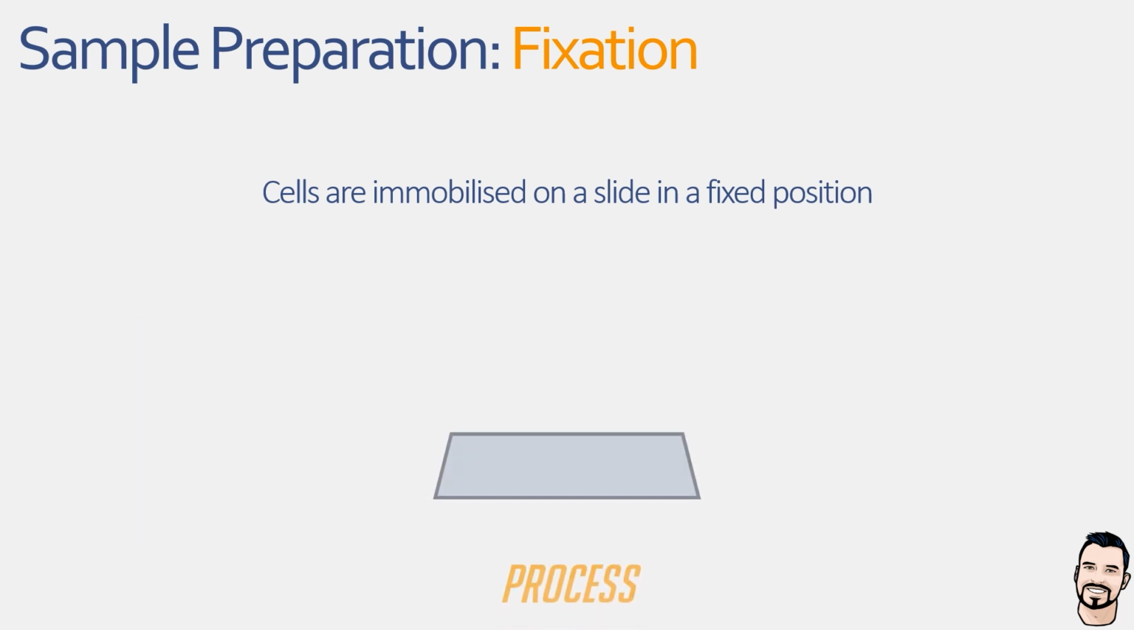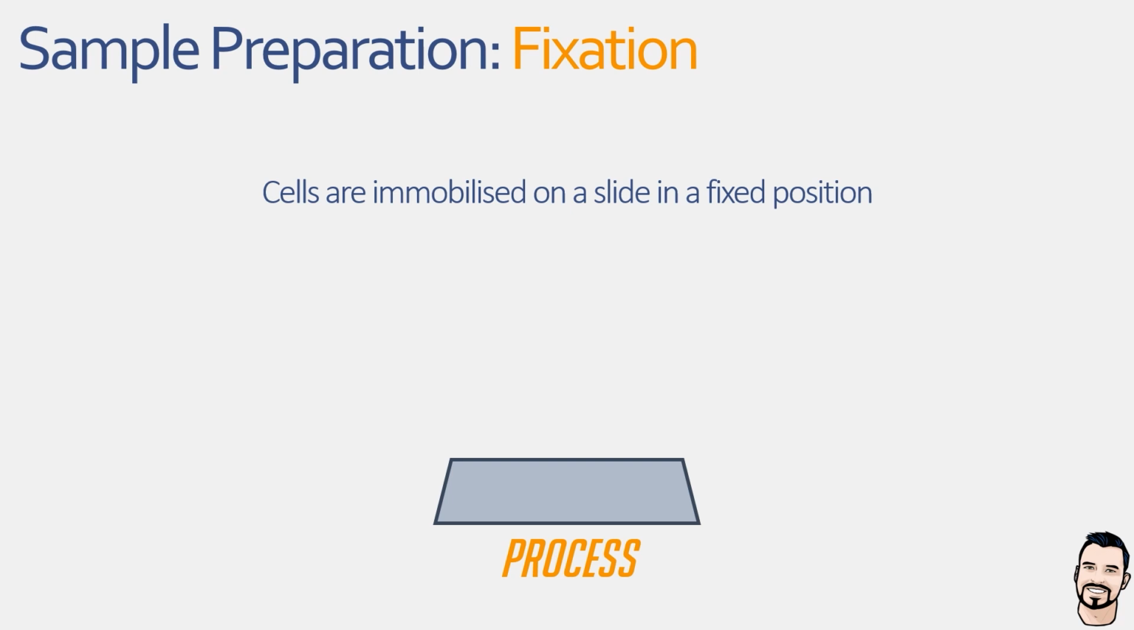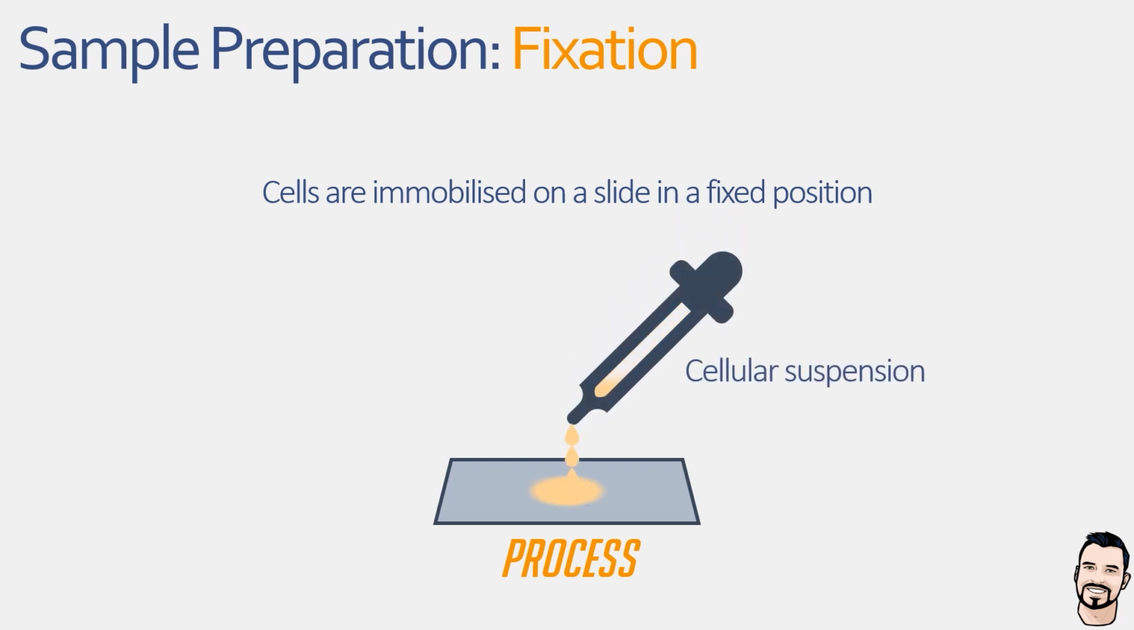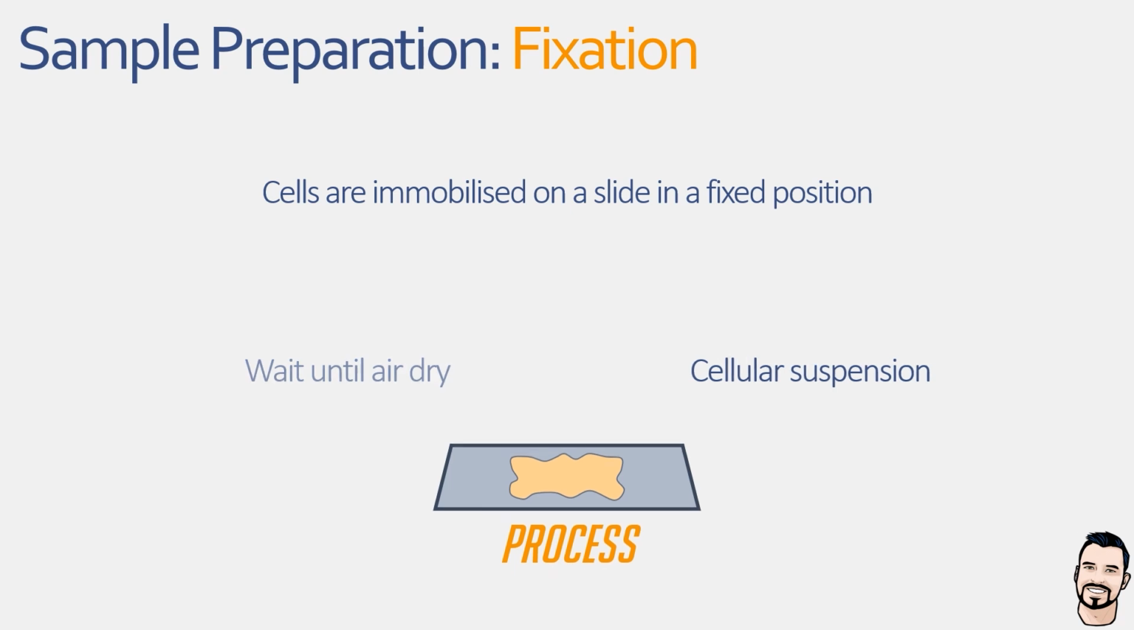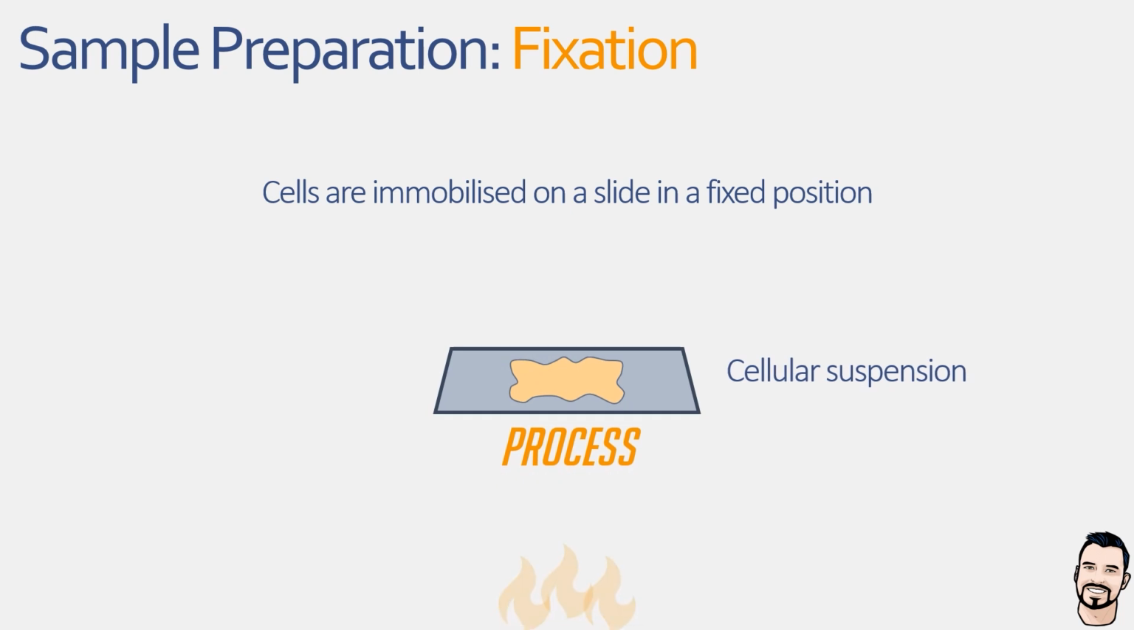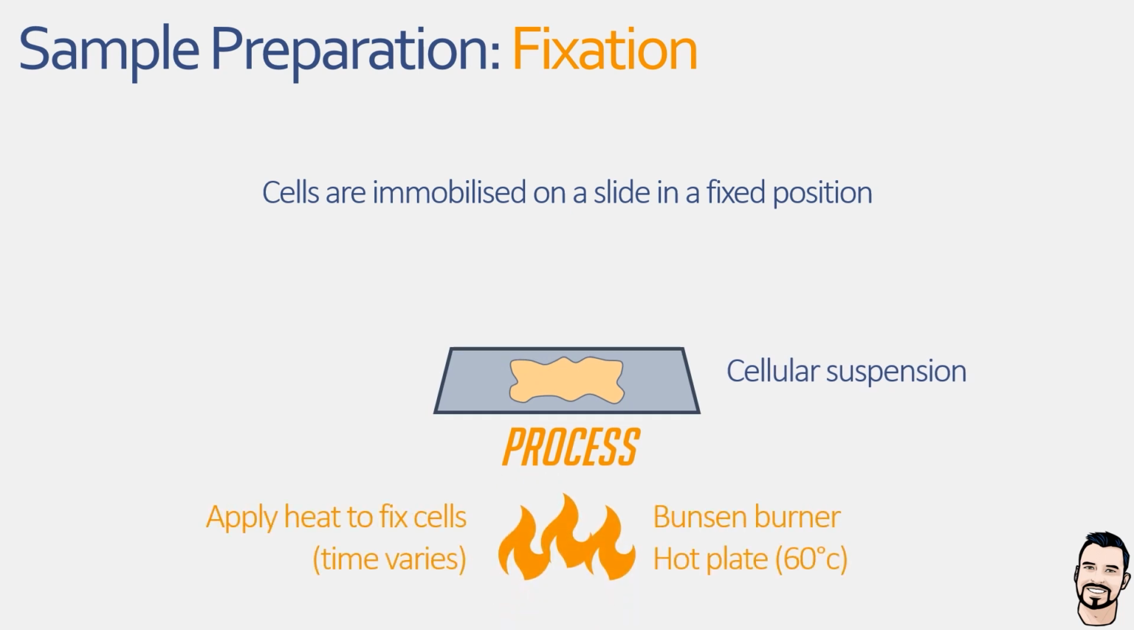And how do we do this? Well, first we take a glass microscope slide and place a small drop of liquid culture onto the center using a sterile loop or pipette. The cell culture is then spread into an even layer and allowed to air dry completely, which typically takes a couple of minutes. Now, once it's dry, high heat is directly applied to the sample in order to fix it.